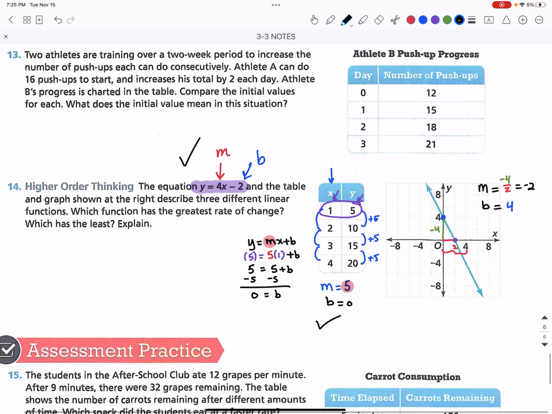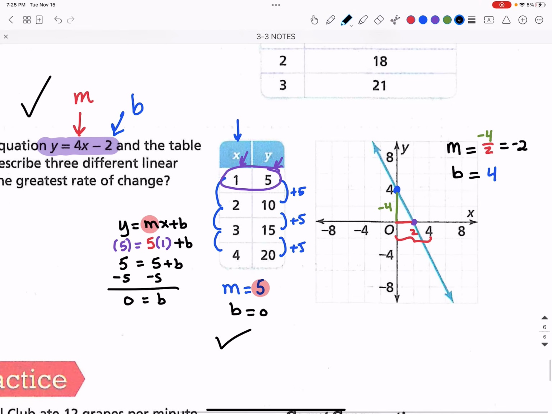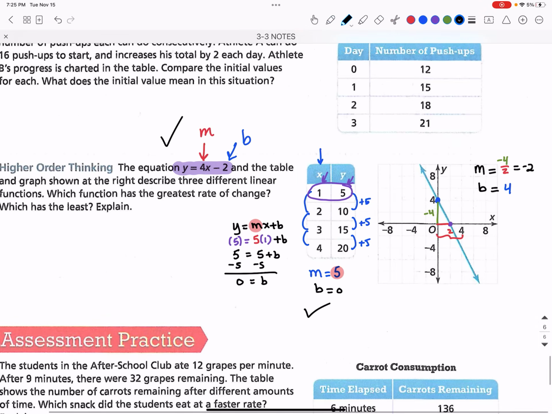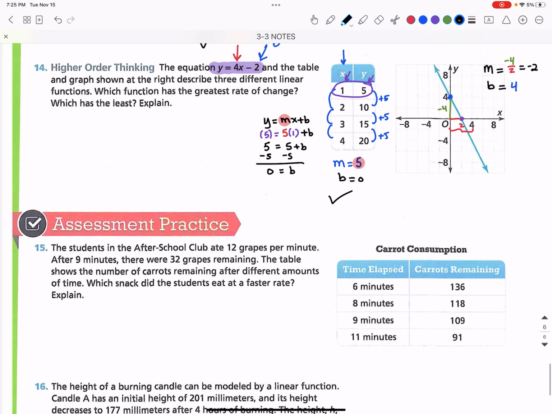So in an equation, m and b. In a table, find your m and b. With a graph, you can still find your m and b, and you can still do any of the comparisons that you need to do.